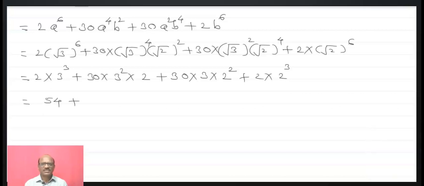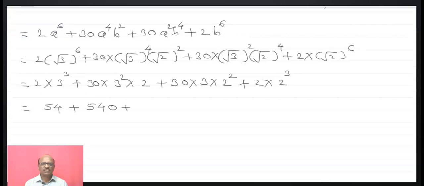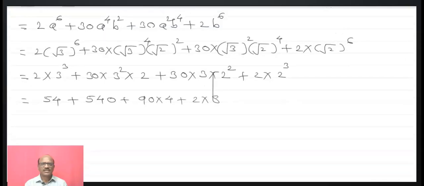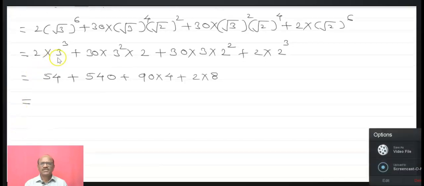That is 54 plus 540 plus 19 into 4 plus, now see this here, 54. 2 raised to 3 means what? 27, 27 into 2, 54.